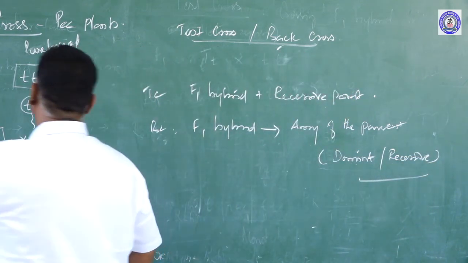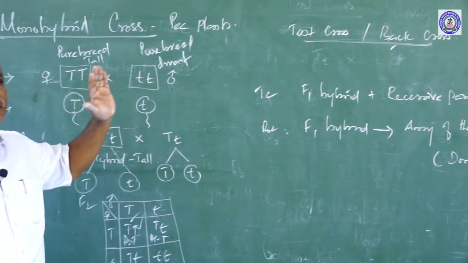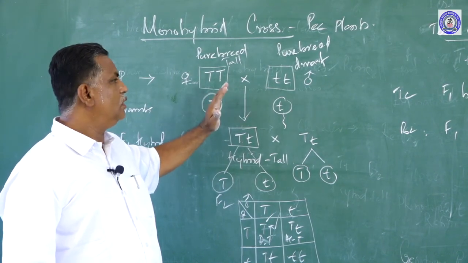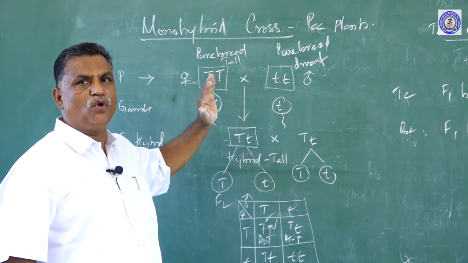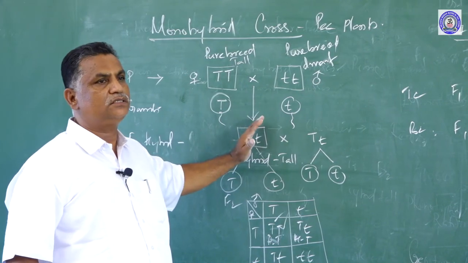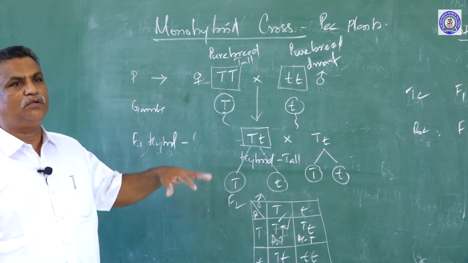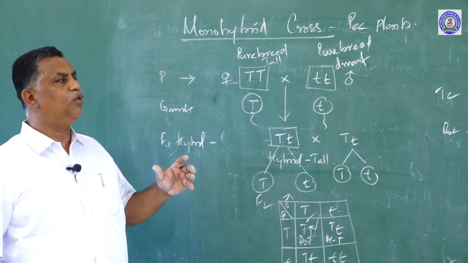So, we have completed about Mendel's work, Mendel's principles, and also monohybrid cross and monohybrid test crosses and back crosses. In the next class, we will discuss about dihybrid cross and Mendelian modified ratios.